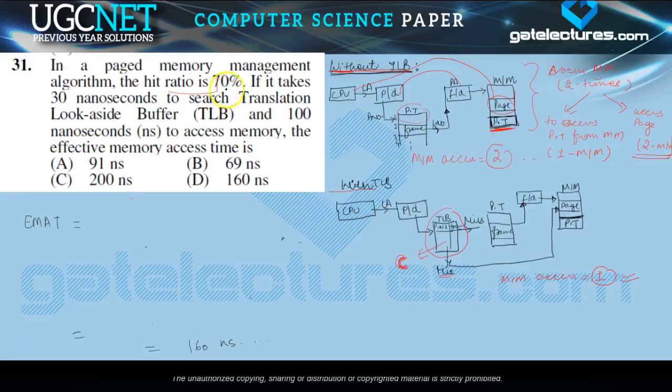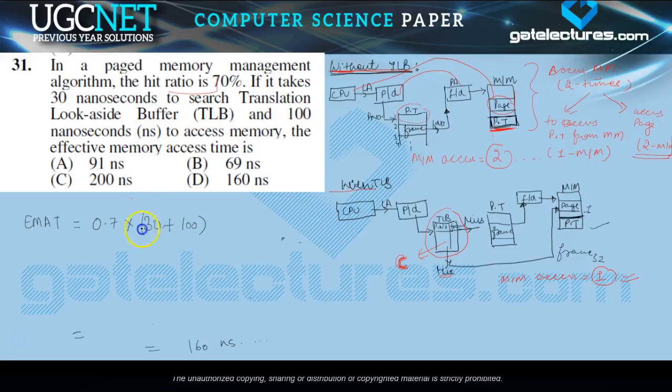The hit ratio is 70%, so 0.7 times the time taken in the TLB, which is 30 nanoseconds. Okay, and if it is a hit, we access the frame which is present in the TLB, and one memory access is used, because once we fetch the particular frame number, we go to the main memory, and at that frame number, for example, if at frame number 32 page number 1 is present, then we access page number 1. So plus one memory access, and the memory access time is 100 nanoseconds.